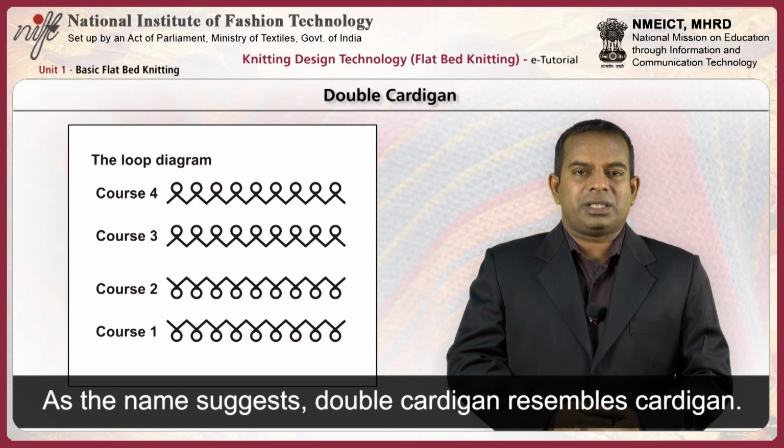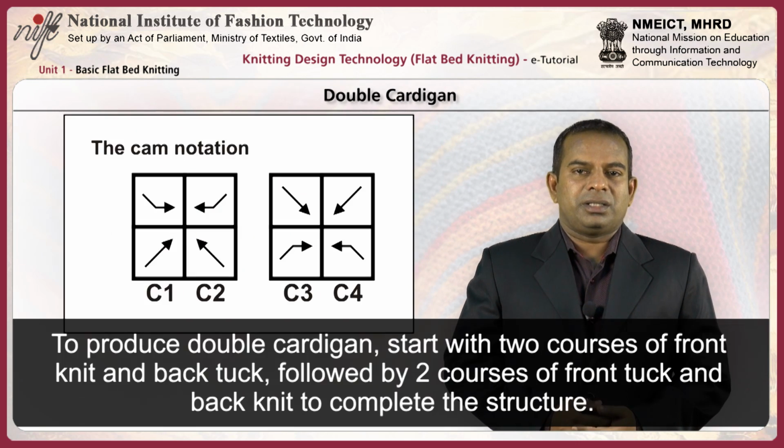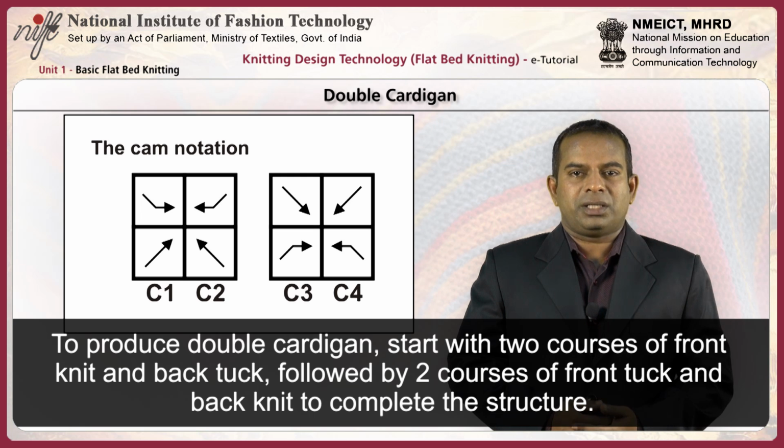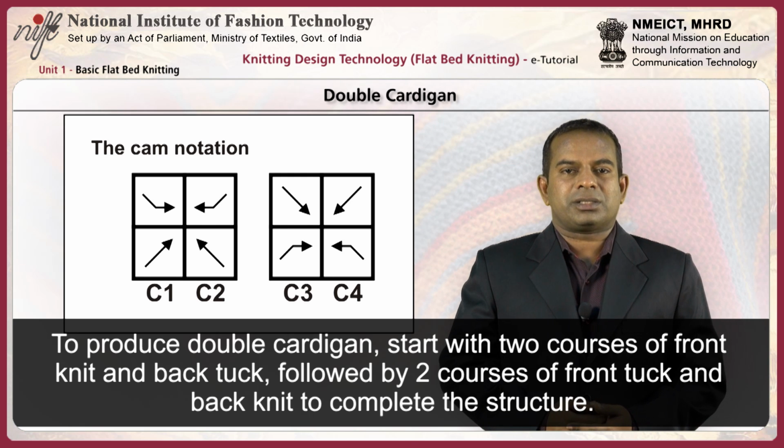As the name suggests, double cardigan resembles cardigan. To produce double cardigan, start with 2 courses of front net and back tuck followed by 2 courses of front tuck and back net to complete the structure.